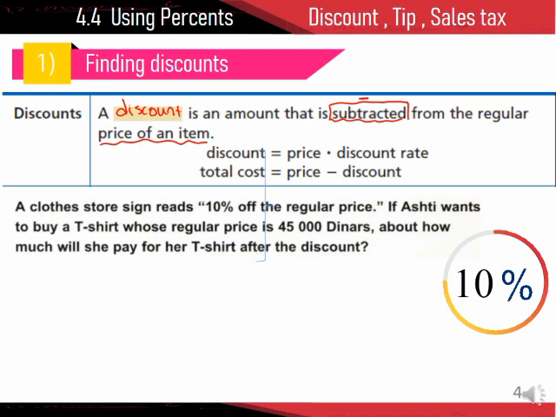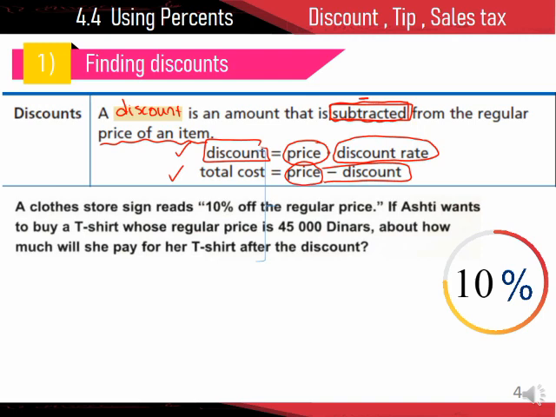How can we find a discount? In the example, the discount percent is given, but the discount amount is not given. We have to find it. First, we find the discount: the discount equals the original price, which is given in the example, multiplied by the discount rate, which is also given. So we multiply. Then we find the total cost after discount. The total cost that we should pay is equal to the original price minus the discount that we found before. Now we are going to study an example.